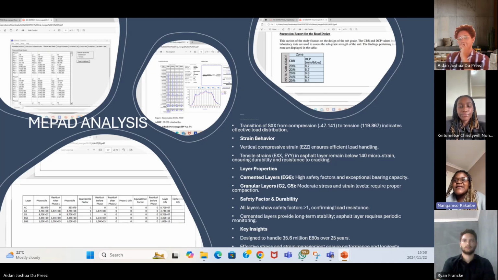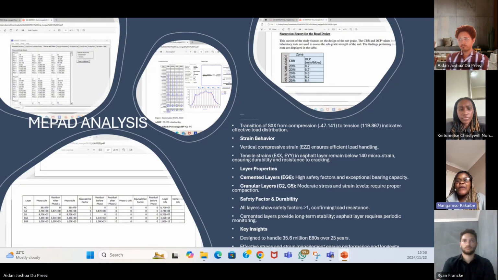The asphalt surface layer, which is more prone to tensile stresses, was found to experience tensile strains that could lead to cracking over time. The analysis revealed that the tensile strain in the asphalt layer is below the critical threshold of 140 microstrain, ensuring that the asphalt layer can withstand expected traffic loads without significant fatigue failure. This is critical for maintaining the surface layer's integrity throughout the design life of 25 years.